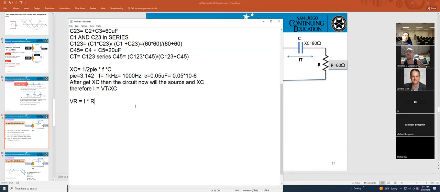So basically, they're telling you one thing: for R, VR and I are in phase. That means the voltage and current are both going up or both going down the same. So a resistor has no phase difference.